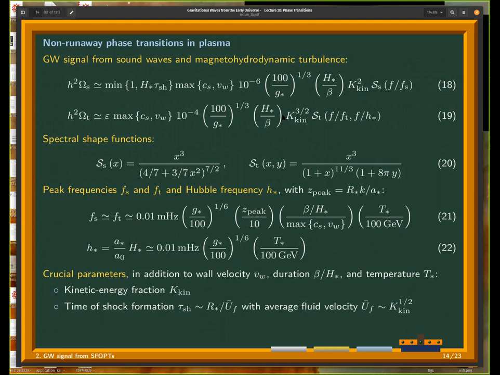And isn't there any other source which might contaminate the gravitational waves coming from the phase transition in these frequency boundaries?